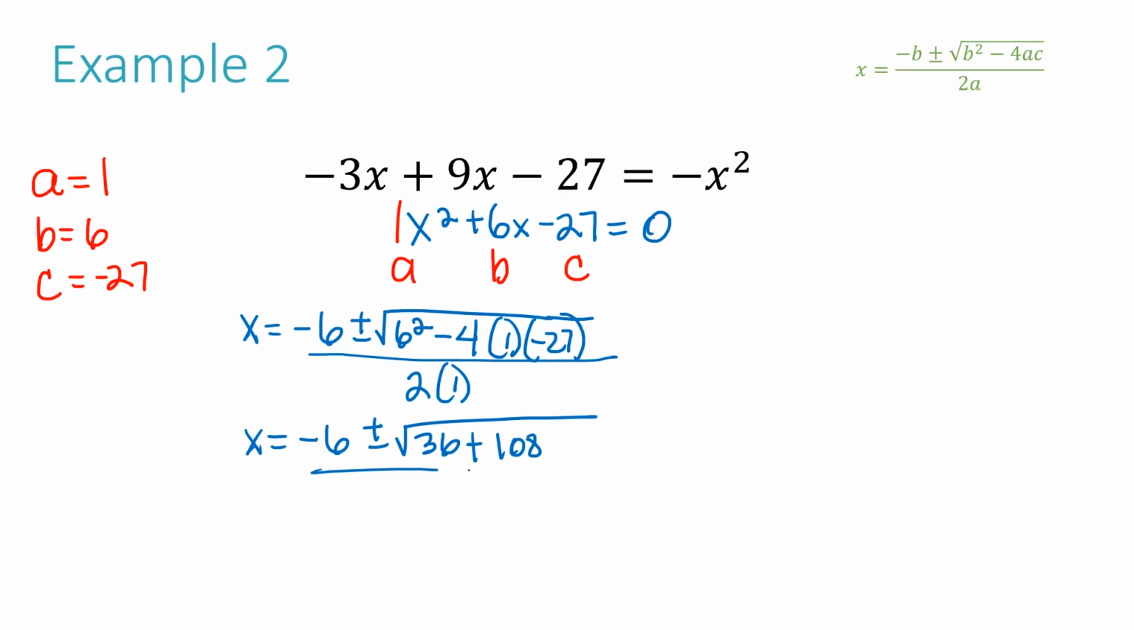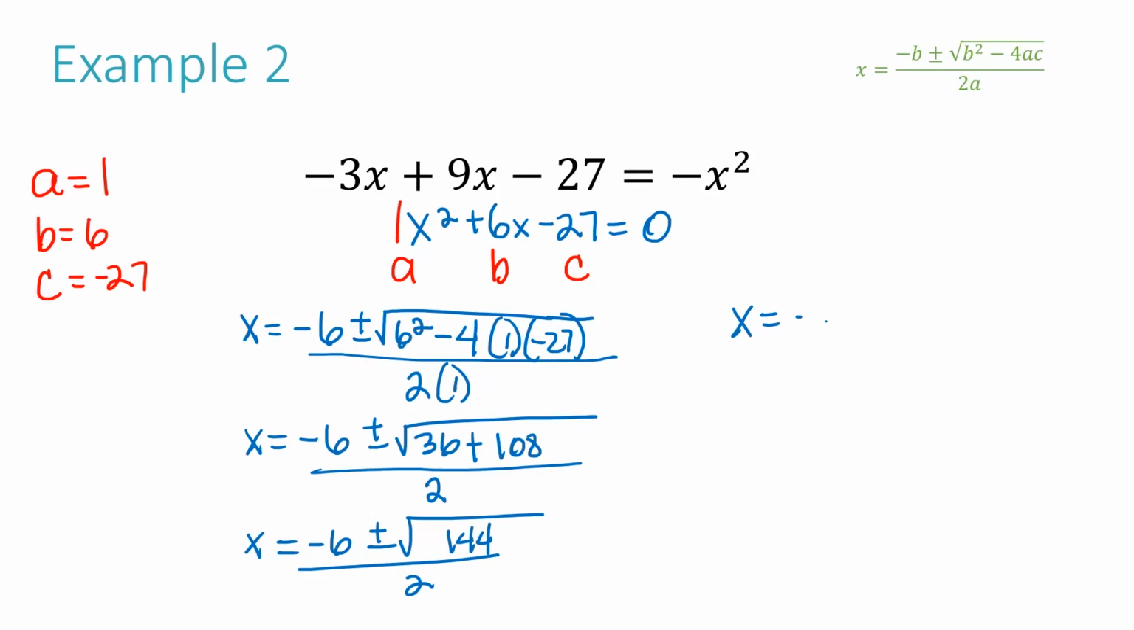Now I'm going to put all of that over 2 because 2 times 1 is 2. So I can just drop that 1 now. Now I'm going to rewrite this, but I'm going to add what is underneath my radical. So 36 plus 108 equals 144. And all of that is over 2. Now I've run out of room, so I'm going to start back over here. X equals negative 6 plus or minus 12 over 2.